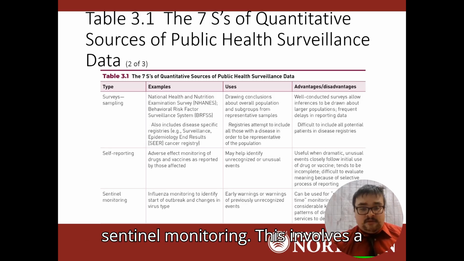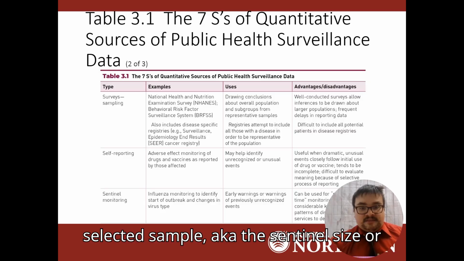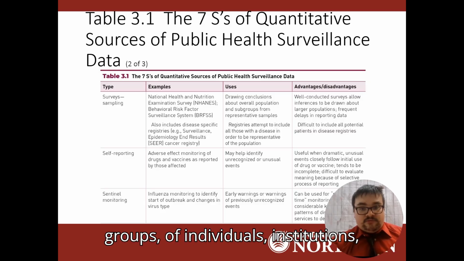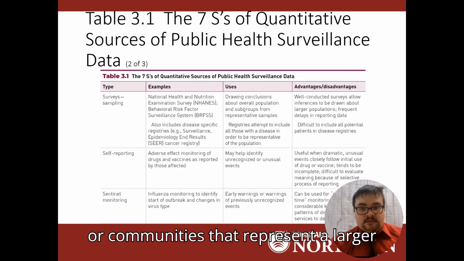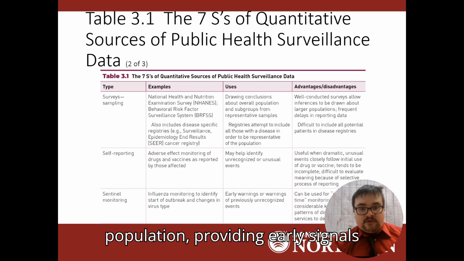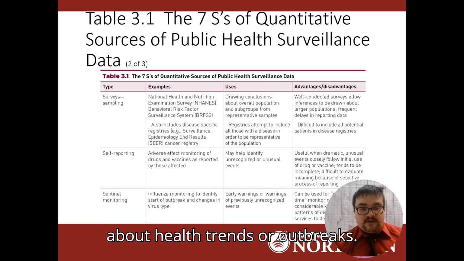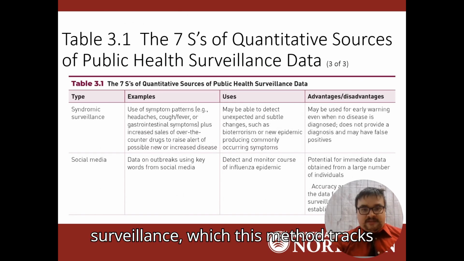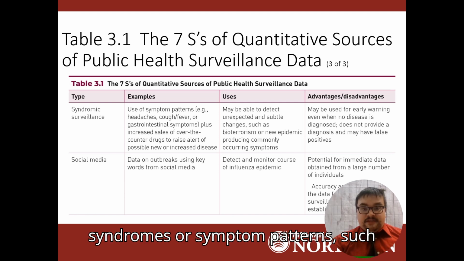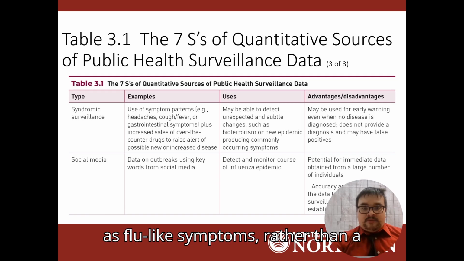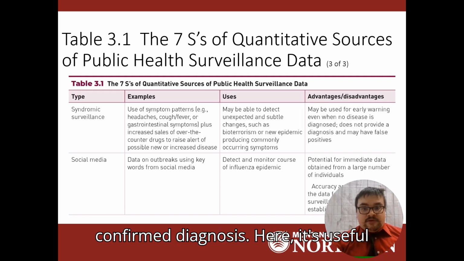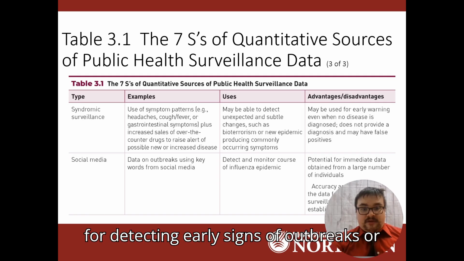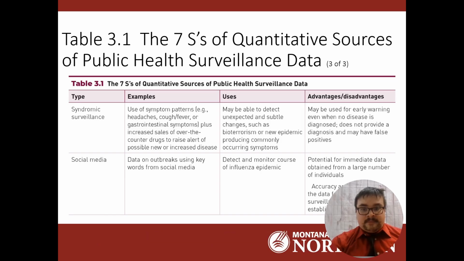Then we have sentinel monitoring. This involves a selected sample, aka the sentinel sites or groups of individuals, institutions, or communities that represent a larger population, providing early signals about health trends or outbreaks. Then next up we have syndromic surveillance, which tracks syndromes or symptom patterns, such as flu-like symptoms, rather than a confirmed diagnosis. It's useful for detecting early signs of outbreaks or unusual health events.